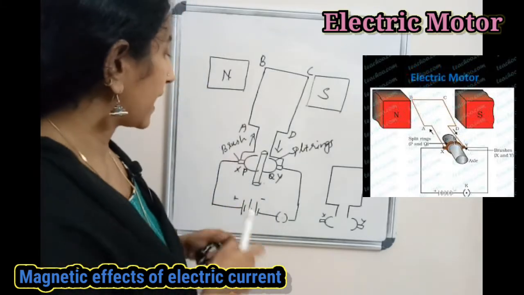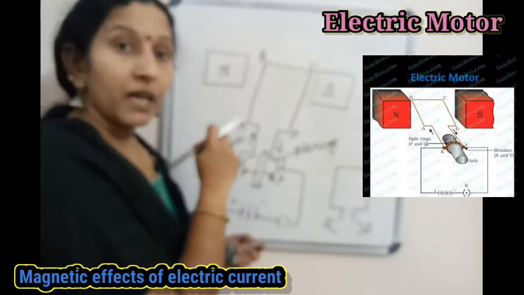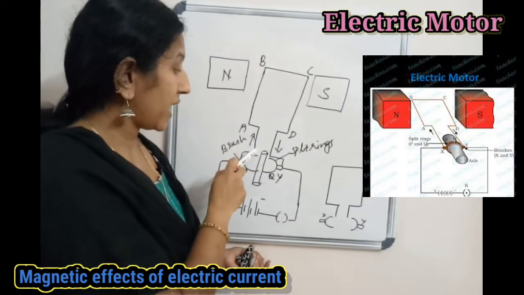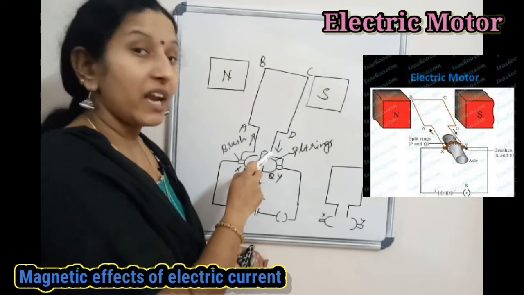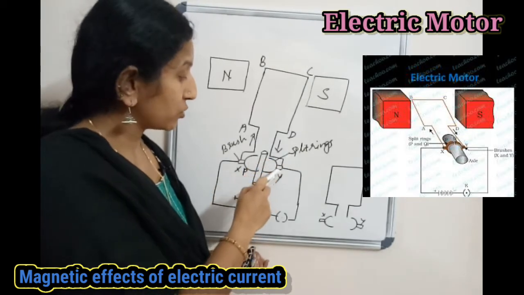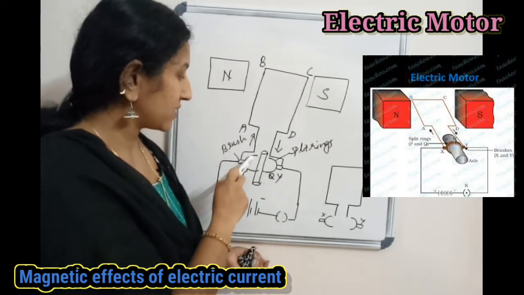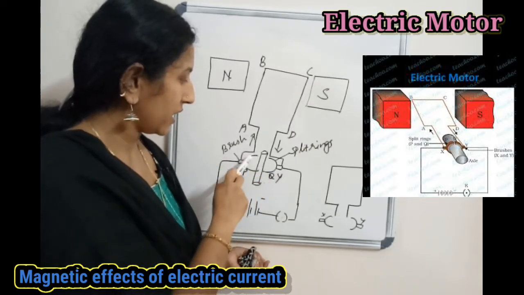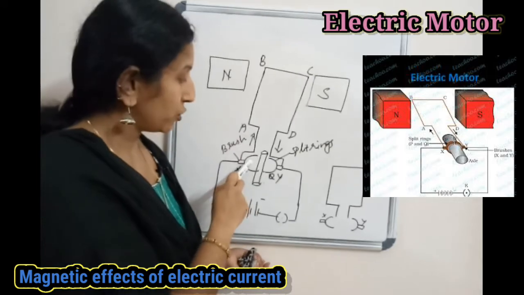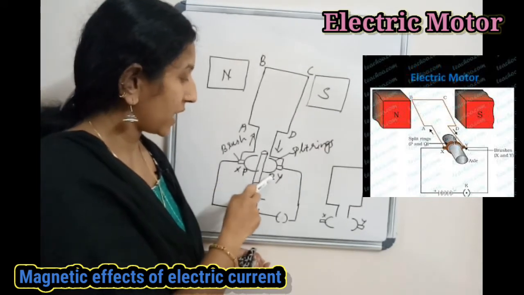And the third line: the ends of the coil are connected to the two halves P and Q. So you can see two halves P and Q, two half rings, right? You can see two half rings P and Q.